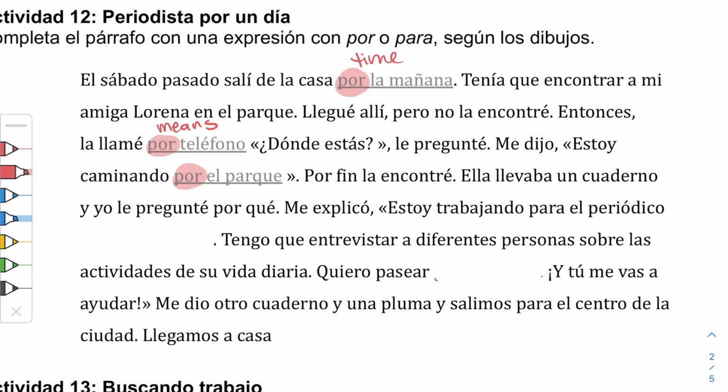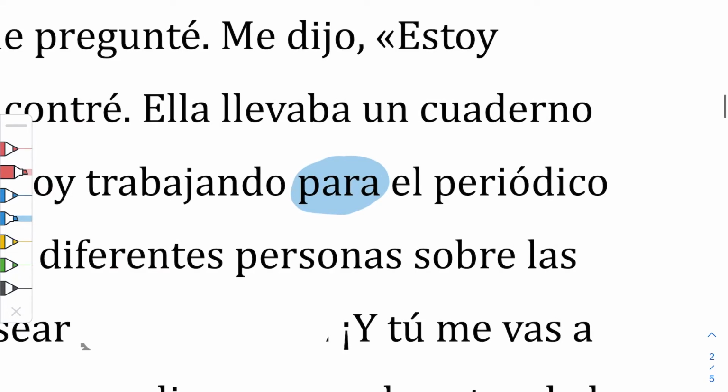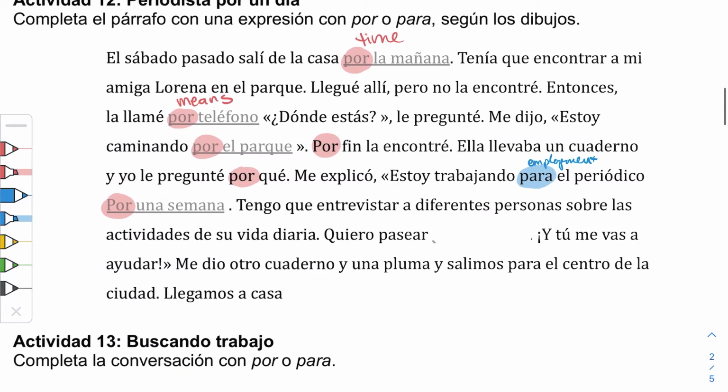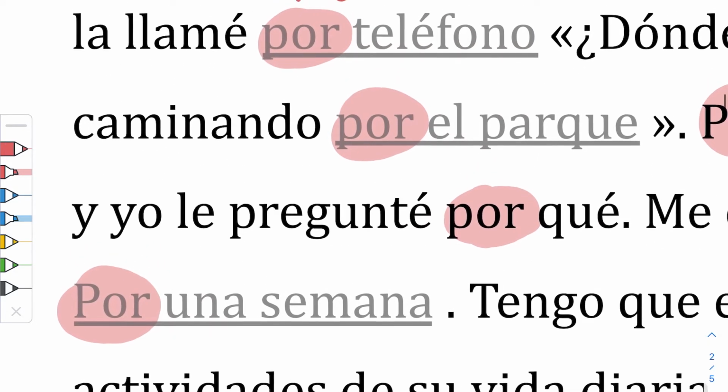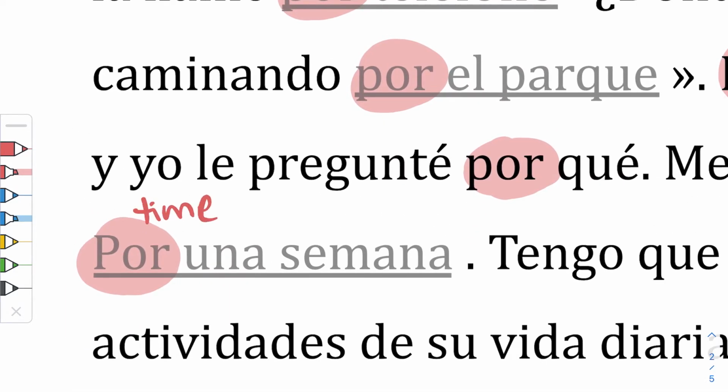Por fin. Oh look, por fin. That's another time expression. La encontré. Ella llevaba un cuaderno y yo le pregunté, ¿por qué? For what cause? For what reason? Me explicó, estoy trabajando para el periódico por una semana. So we've got 2 things going on here. Para el periódico, that's your occupation thing. That is your employment. Para el periódico por una semana. Again, we've got another time period here.